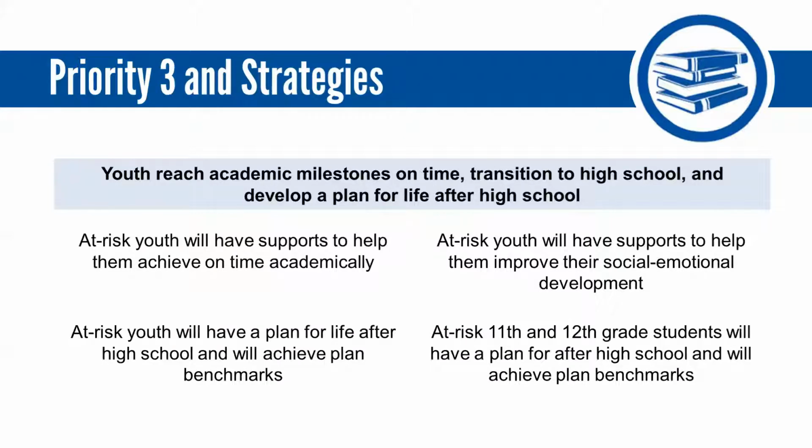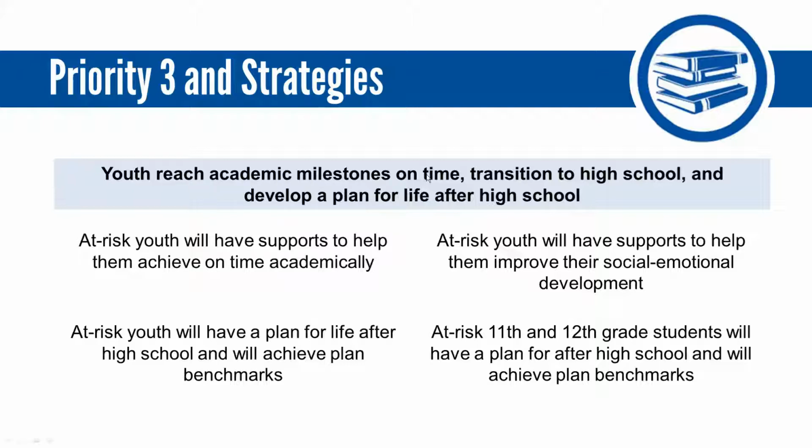So then priority 3, in this there are 4 strategies. Youth reach academic milestones on time, transition to high school, and develop a plan for life after high school. Now, this priority is written a little bit differently in the sense that if they are already in high school with this priority, they can't transition to high school. So if you're serving middle schoolers, yes, you want to be telling Division Council how you're helping these middle schoolers transition to high school.